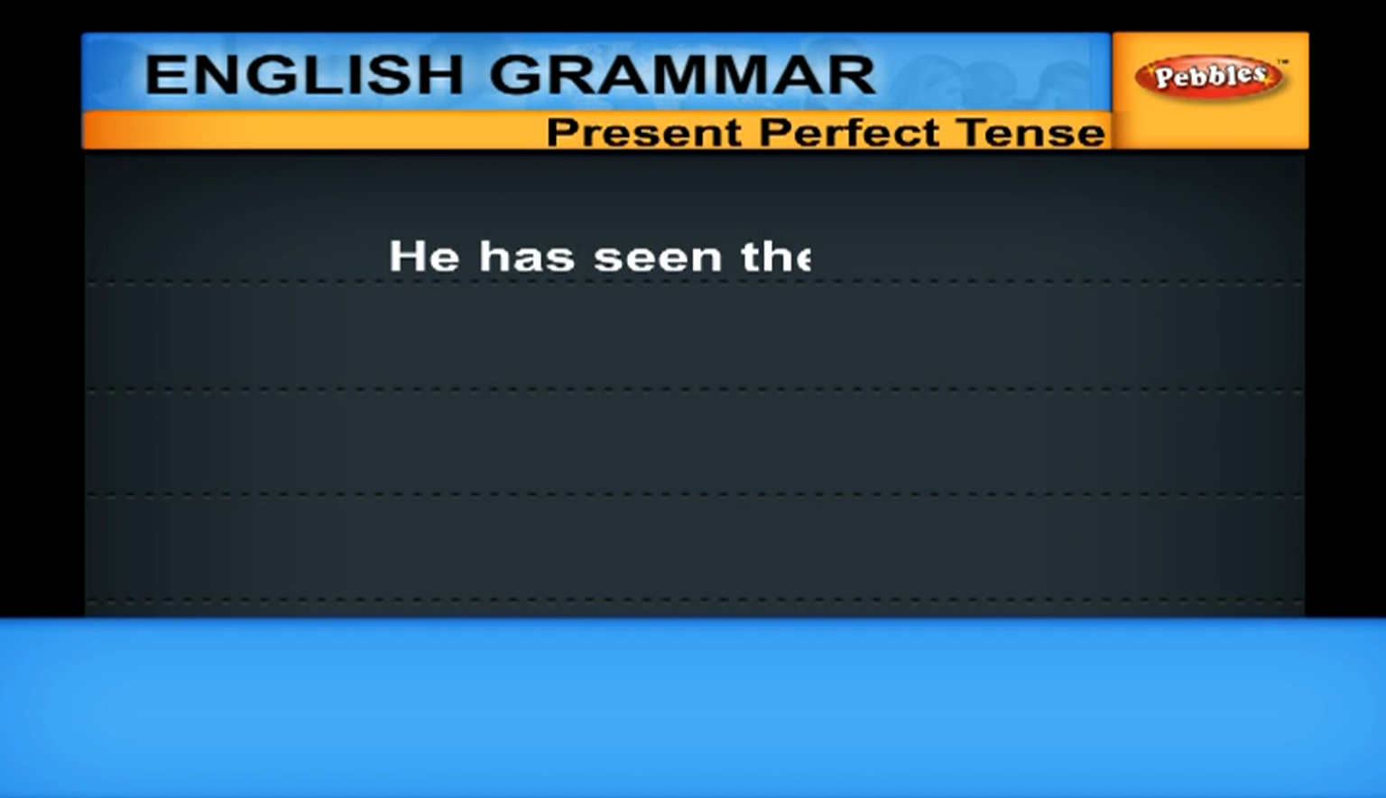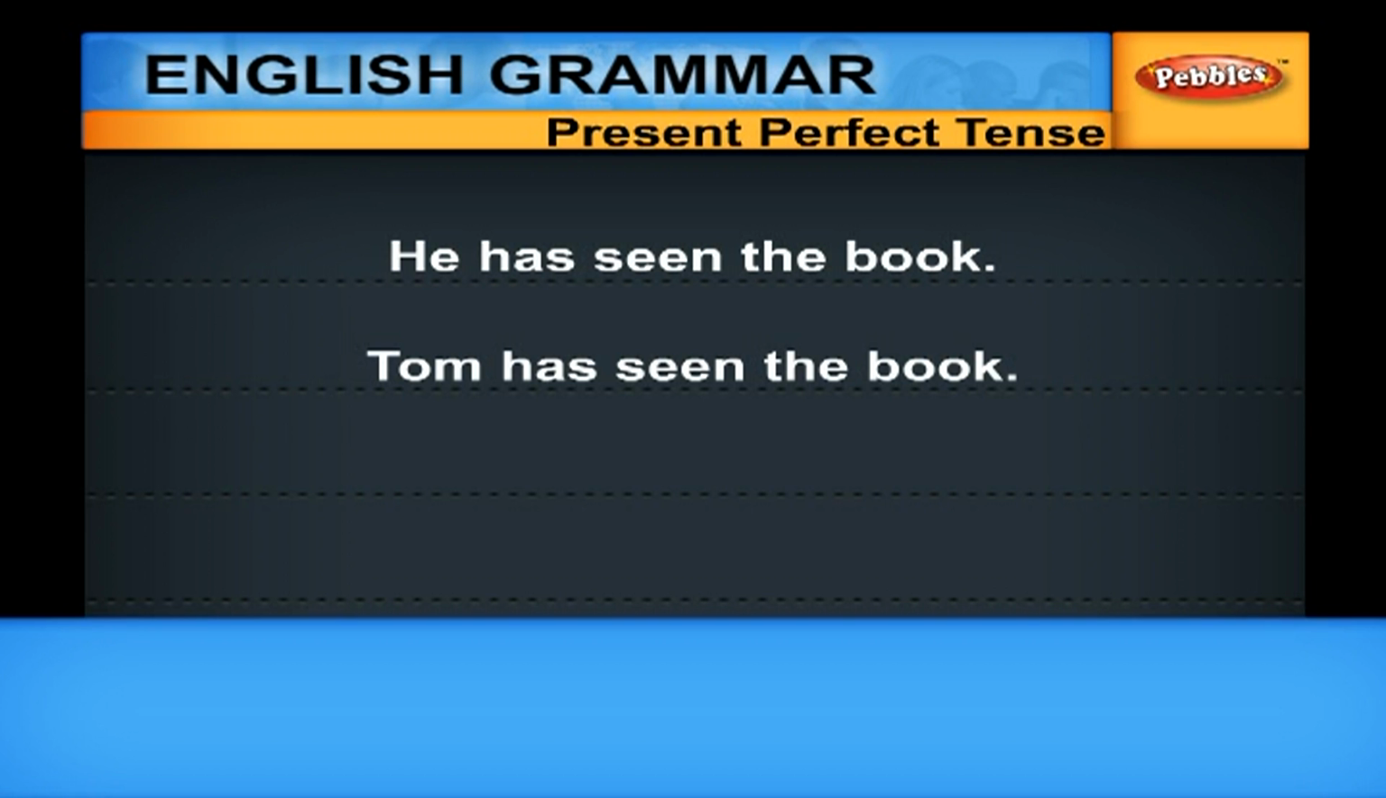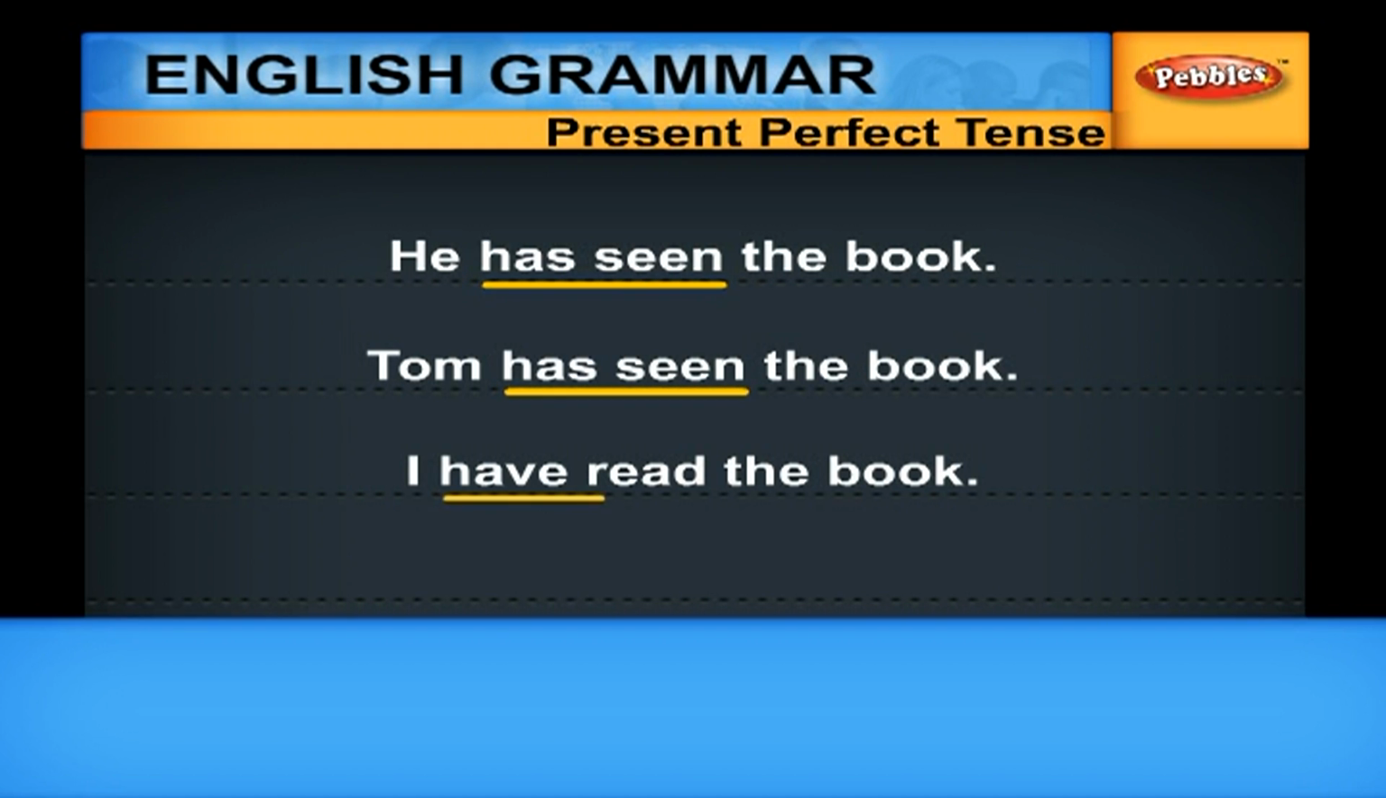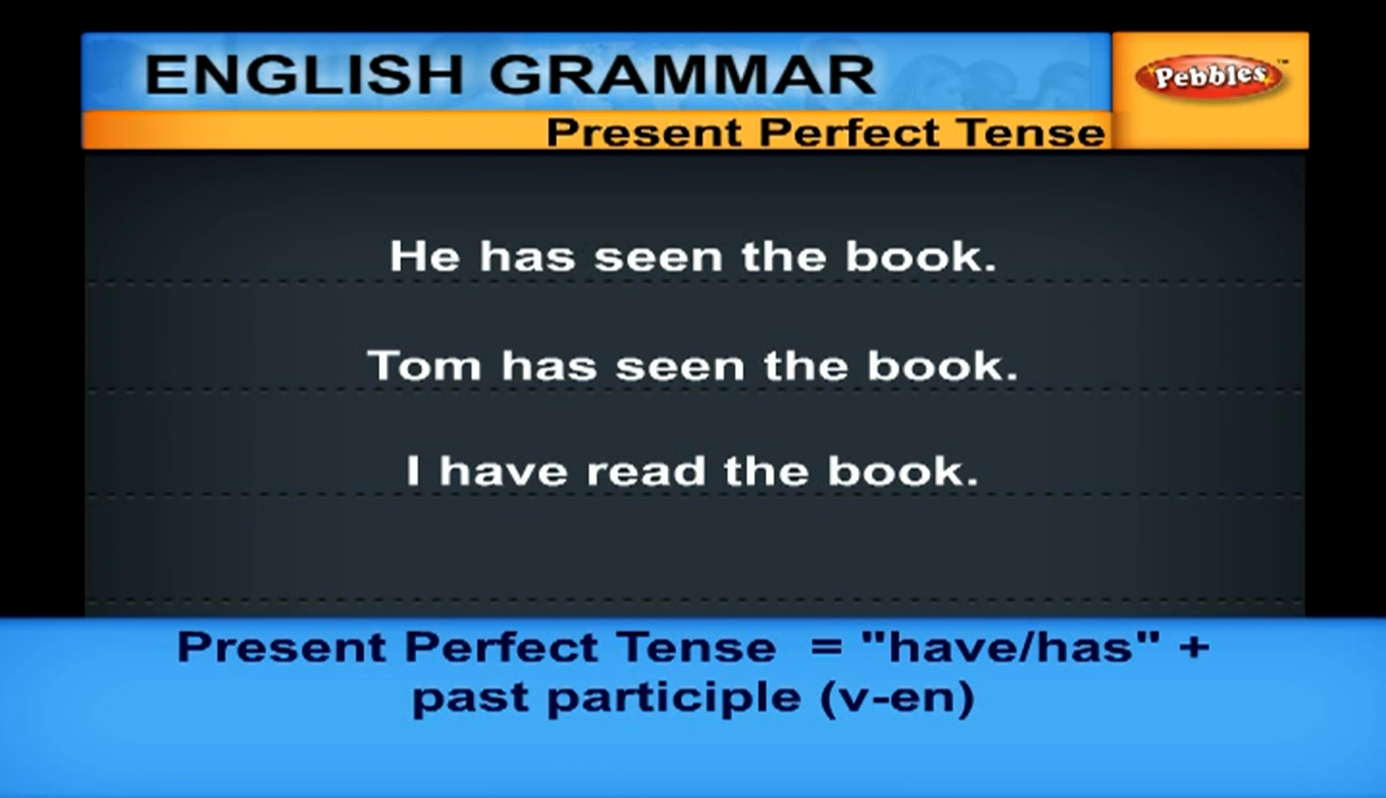He has seen the book. Or Tom has seen the book. I have read the book. So, a present perfect tense will have the have form as the helping verb and the past participle as the main or lexical verb. The helping verb will be have or has. Present perfect tense is equal to have or has plus past participle VEN.